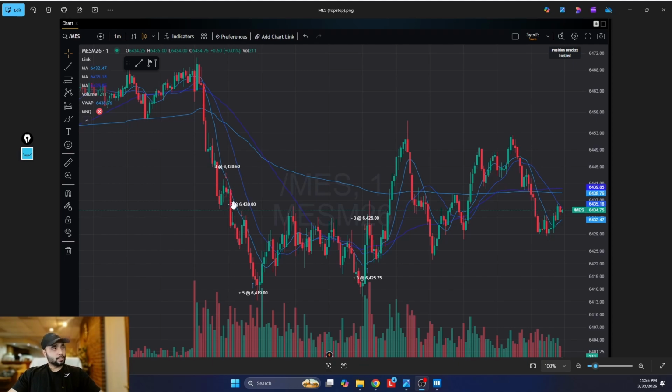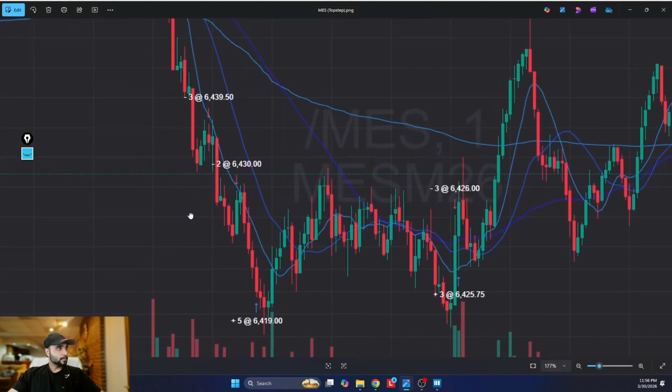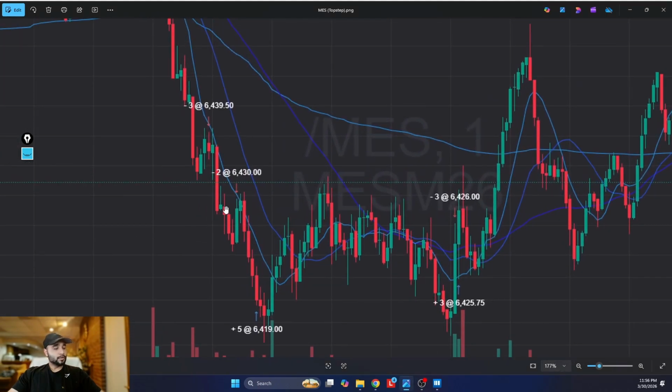Immediately I saw some more selling pressure here, which I liked, and I saw that it is still respecting the 9 moving average. That is why I added 2 more contracts at 6430. So that's about 10 points difference, right? I'm 10 points in profit. I added 2 more contracts to my position. Now I have 5 contracts in total. And all I had to do at this point is just to wait.